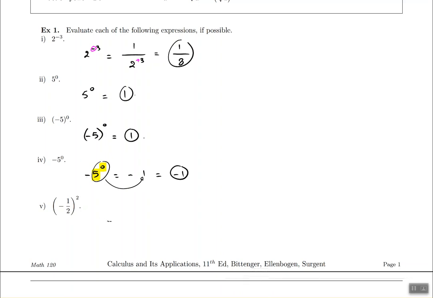Finally, we have -1/2 all to the power of 2. And according to the rules that we mentioned, if you have a product or a fraction raised to the same exponent, that means we're just going to give the exponent to everybody. So we're going to give the -1 a power of 2, and the 2 gets a power of 2. So -1 to the power of 2 is going to be 1, and 2 squared is a 4. The final answer is 1/4.